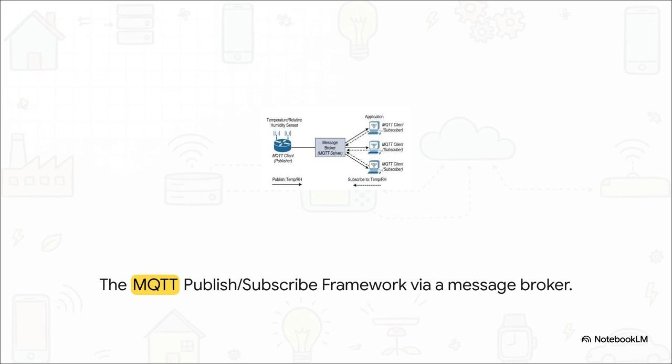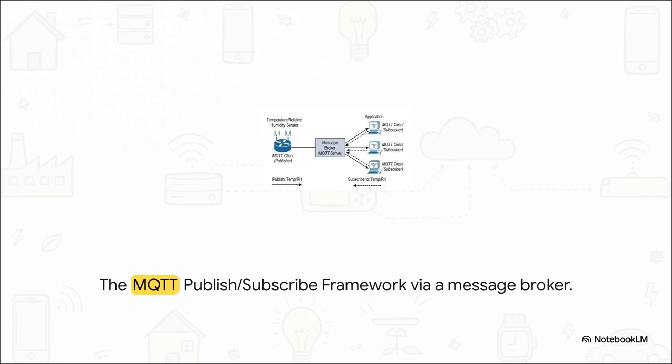To dive a bit deeper into that, the MQTT publish-subscribe model acts exactly like a highly efficient post office. A central broker sorts and delivers specific sensor data only to the applications that explicitly subscribe to it. This dramatically cuts down on unnecessary network traffic.